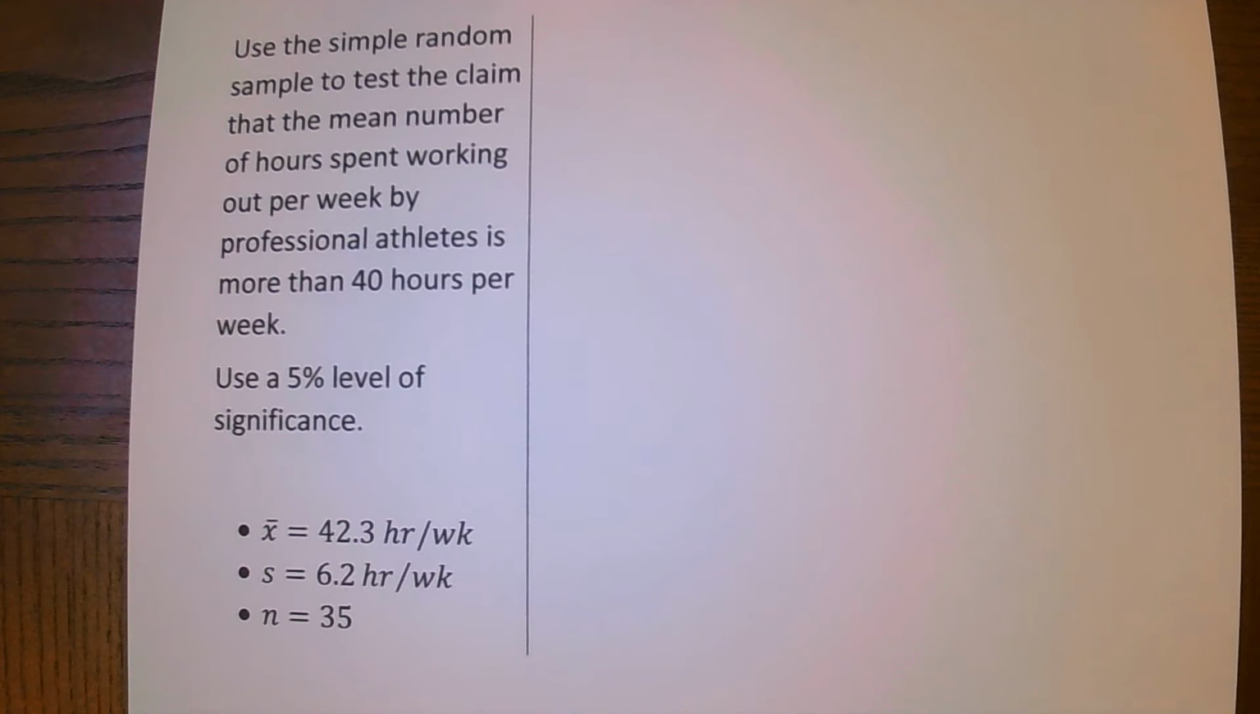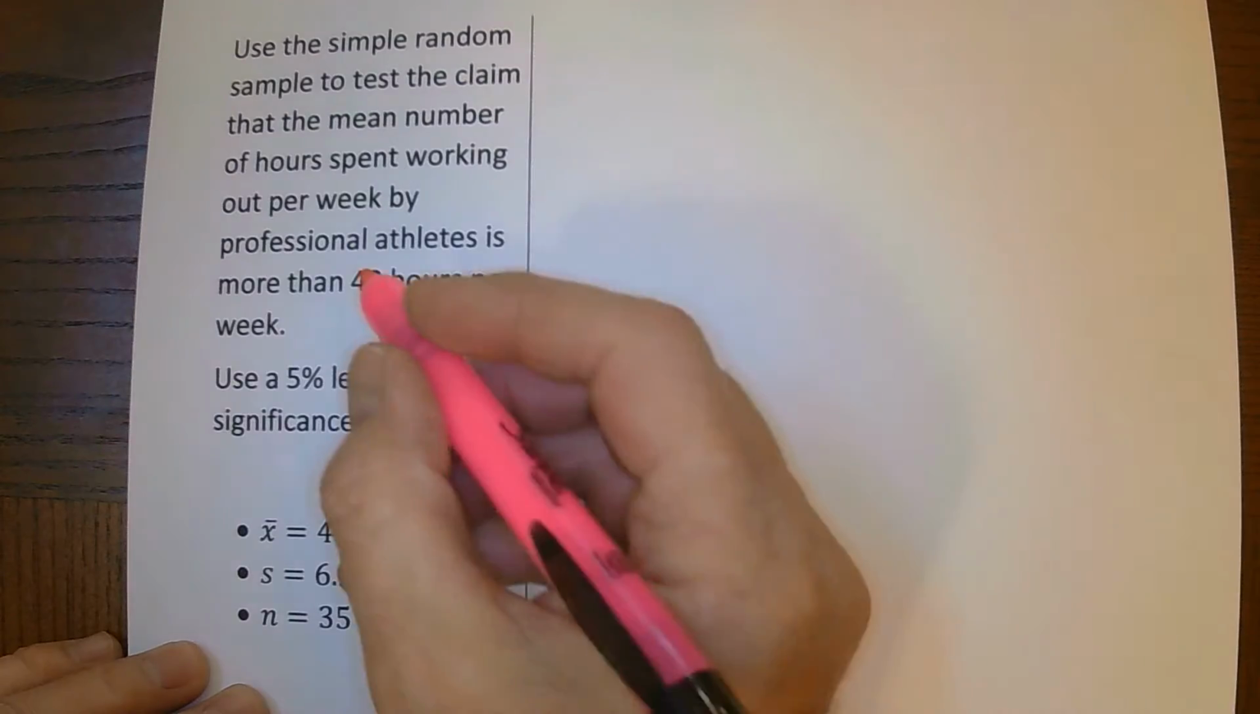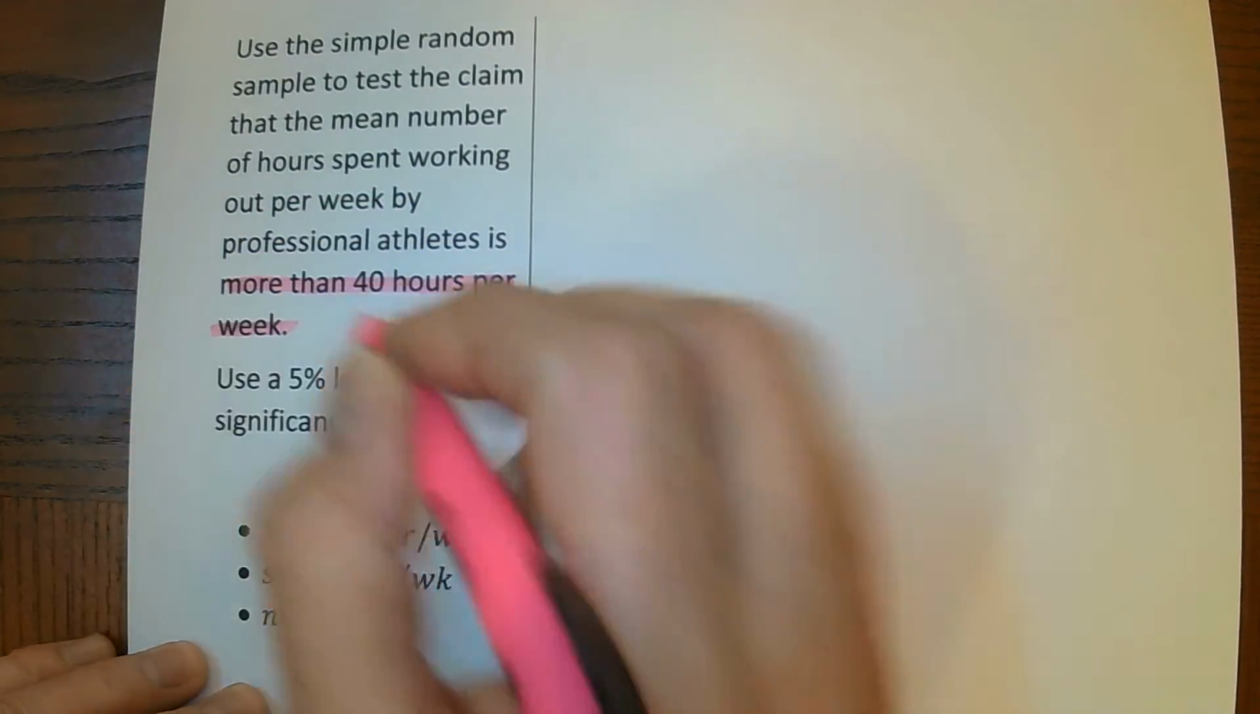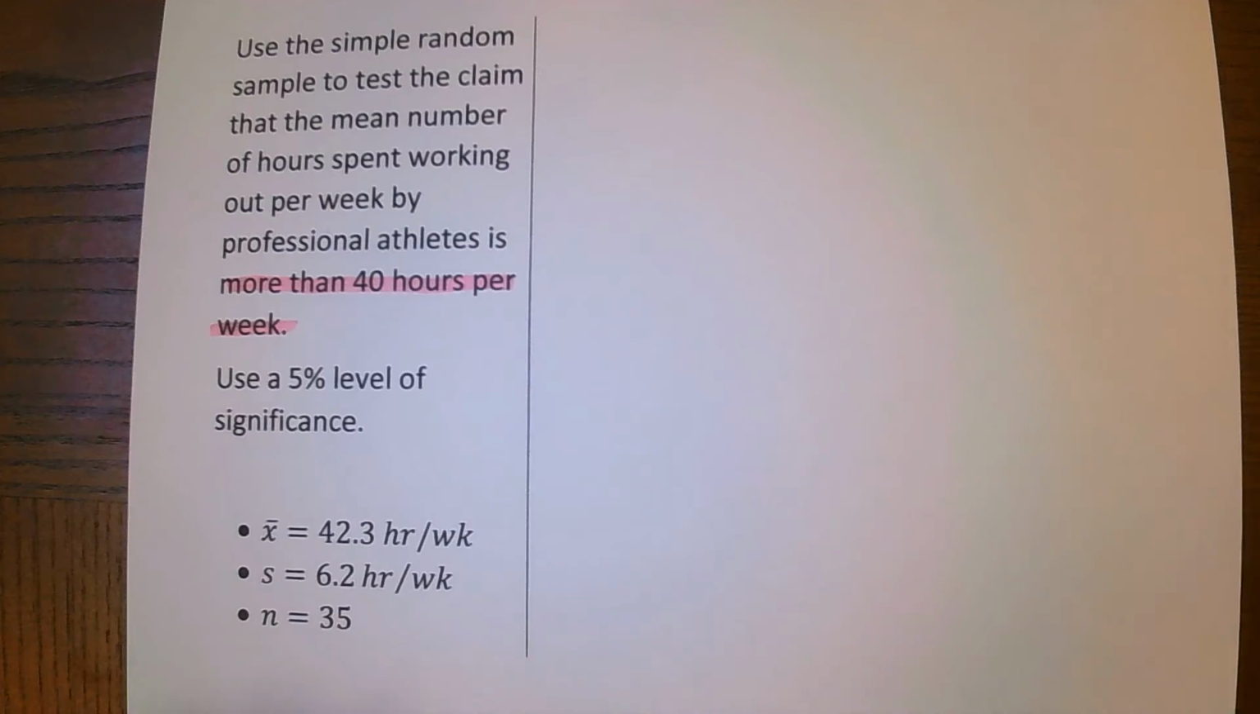The first is we're going to use a simple random sample to test the claim that the mean number of hours spent per week by a professional athlete is more than 40 hours per week, and we're going to use a 5% level of significance. I see my data. I note that I've got more than 30 in my sample size, so the central limit theorem applies, and there's no problem with using my tools. So the claim is more than 40 hours per week. So that's a claim about a mean, which means I will be using a particular tool. I'll get to that in a moment.